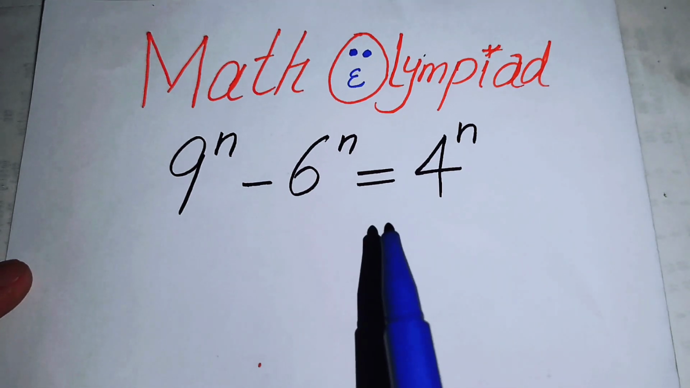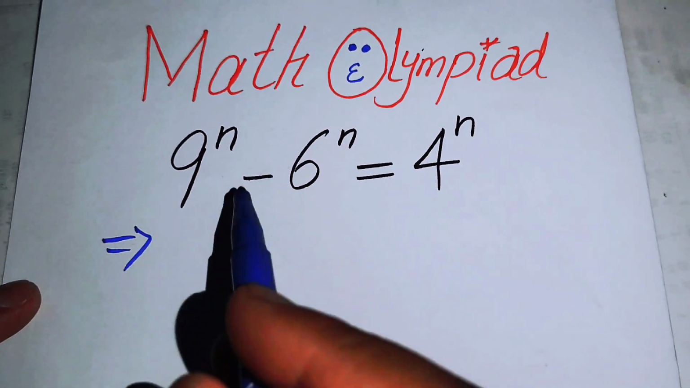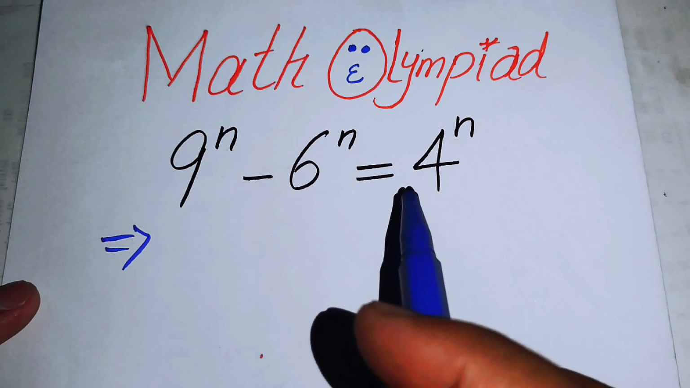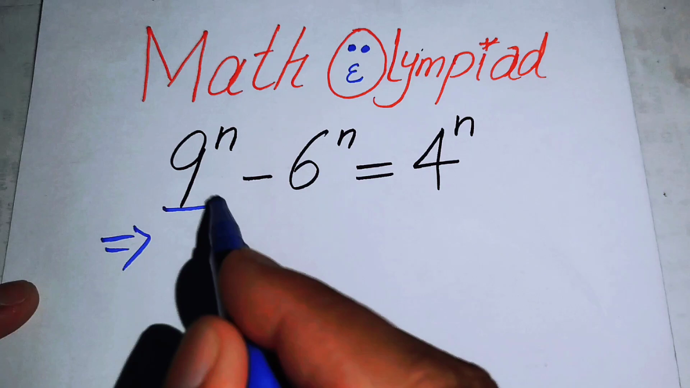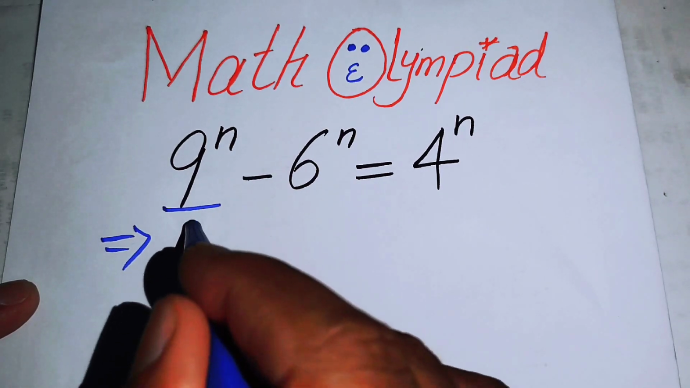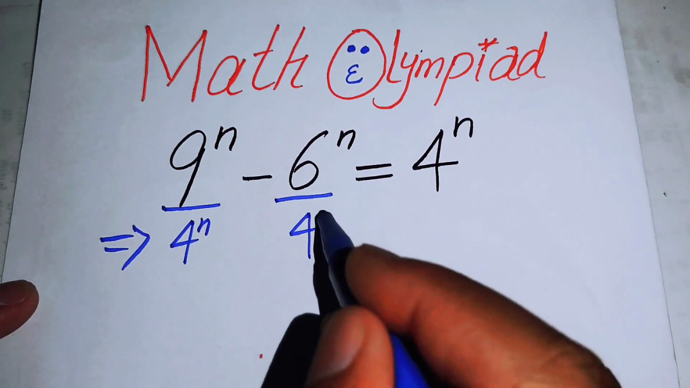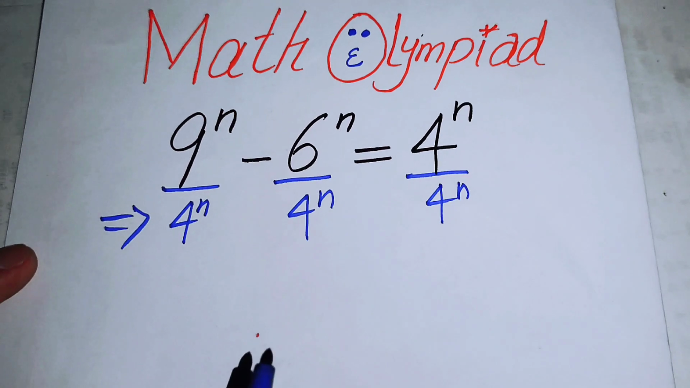So the very first thing we are going to do is divide both sides by 4 to the power of n, so that its output will be written in the form of 9 to the power of n, and when we divide it by 4 to the power of n, it will be written in this form, and this is whole 4 to the power of n.